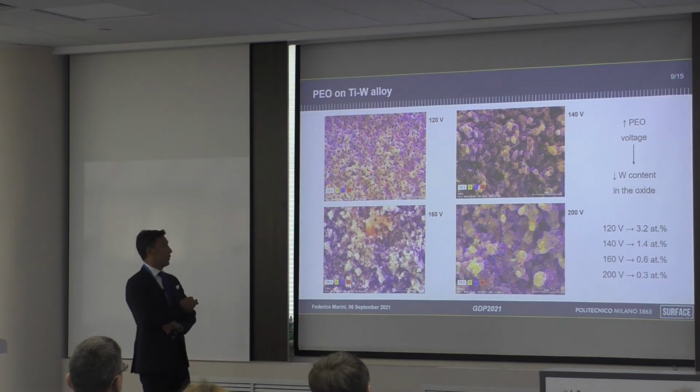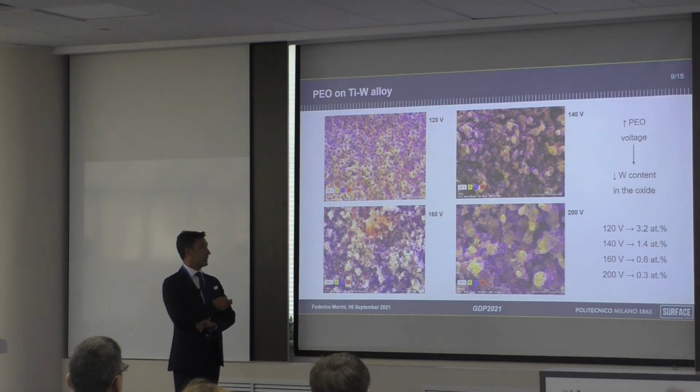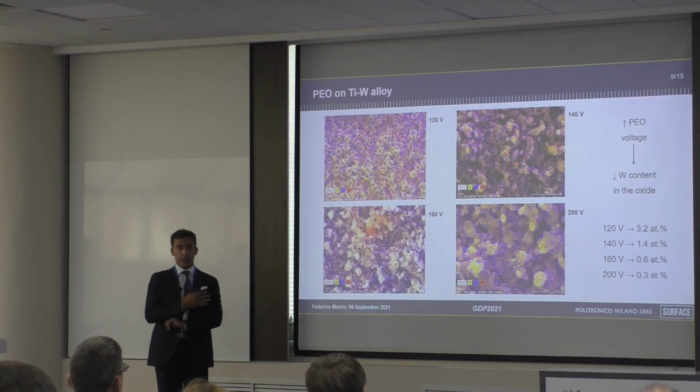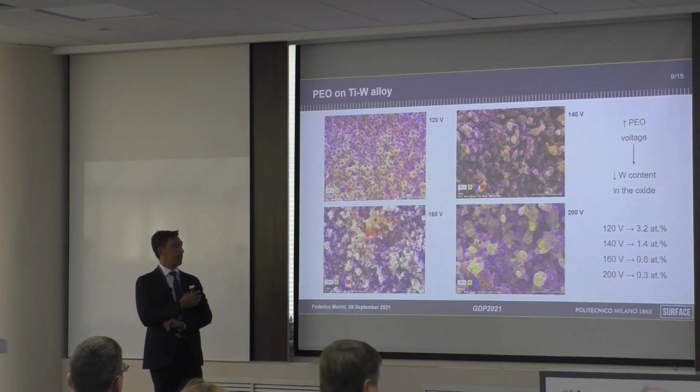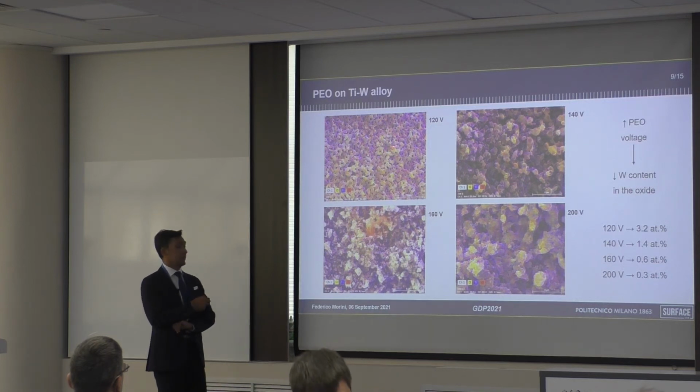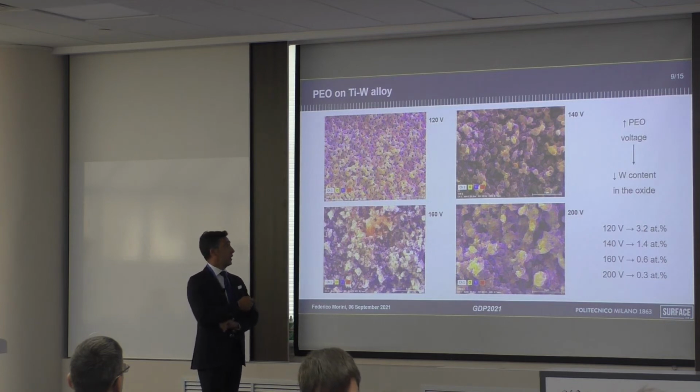From a morphological point of view, we have these EDS and SEM images that show that by increasing the cell voltage of the plasma-electrolytic oxidation, we have a change in the morphology. In particular, by increasing it, we have a more inhomogeneous and irregular coral-shaped structure, while at low voltages, nominally 120 volts, we have the typical nanoporous sponge structure.